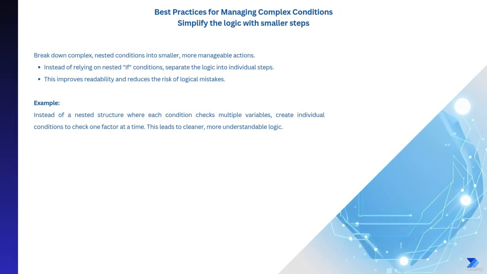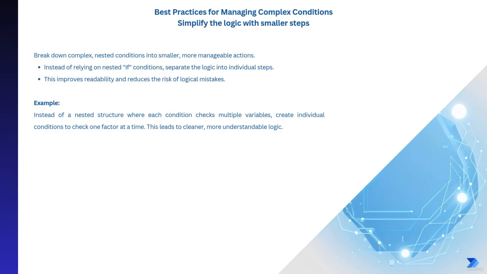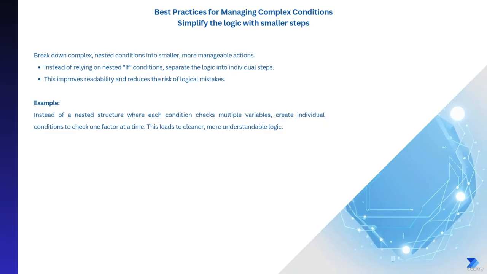Best practices for managing complex conditions. Simplify the logic with smaller steps. Break down complex, nested conditions into smaller, more manageable actions. Instead of using a series of if conditions that depend on each other, separate the logic into discrete actions that each handle a simpler task. This not only makes the flow more readable, but also reduces the risk of mistakes in logic. Example: instead of creating a nested structure where each condition checks for multiple variables, create individual conditions that evaluate one factor at a time, leading to cleaner and more understandable logic.